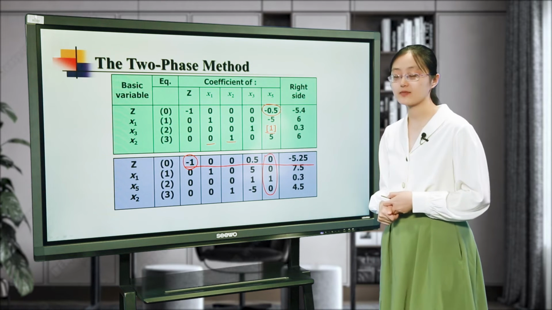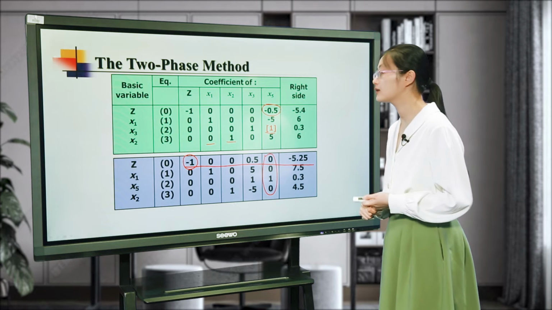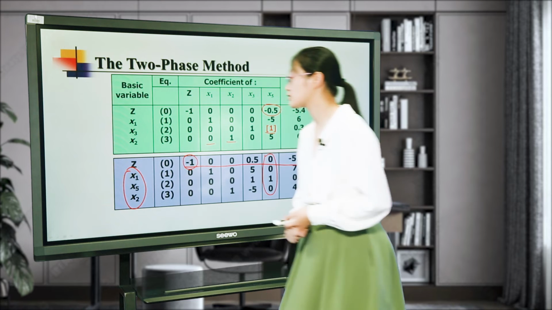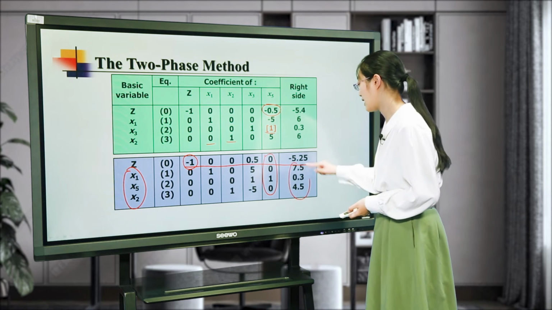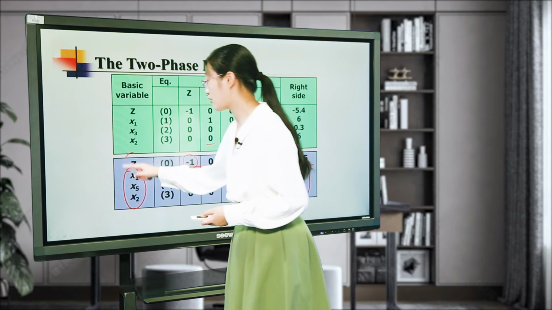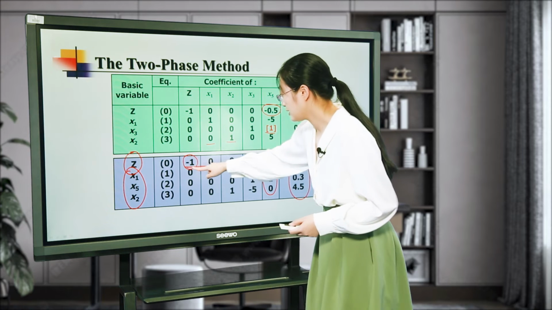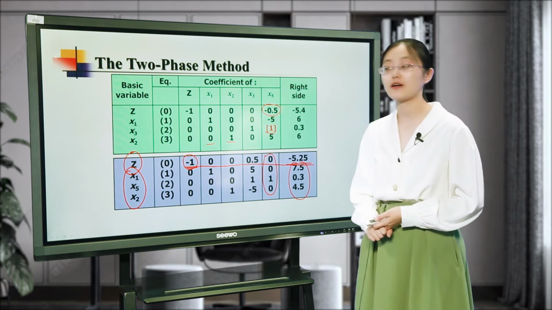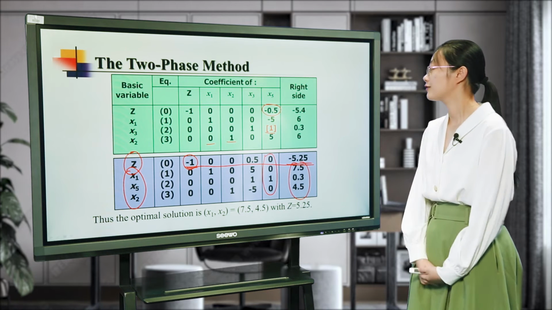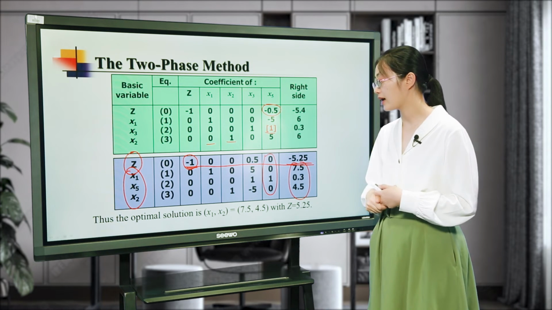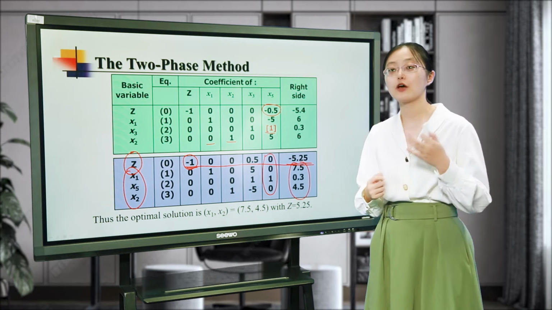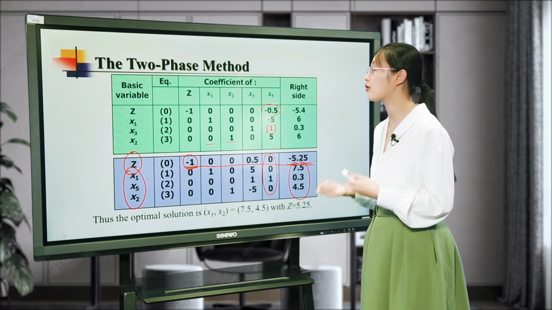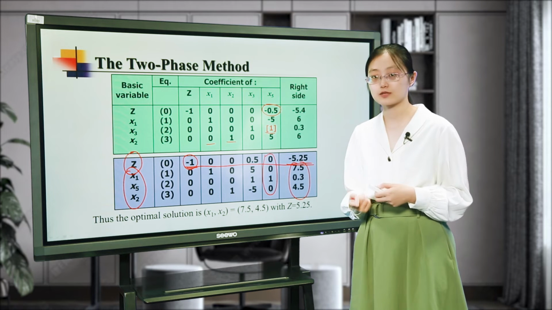So the simplex method terminates, and at this point, we can read the value of our basic variables, x1, x2, x5 from the right side, and also the value of our objective function, negative z equals negative 5.25. So z equals 5.25. And then thus from this way, we can use the two-phase method to find out the value of the optimal solution to our original problem and then the corresponding z value.